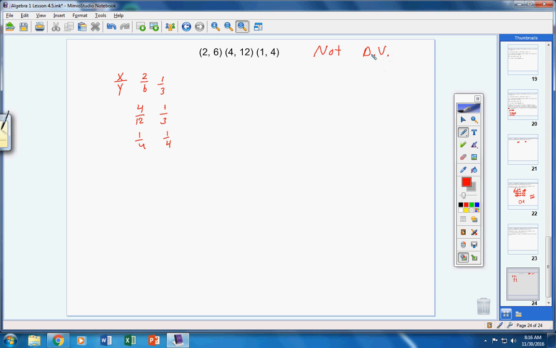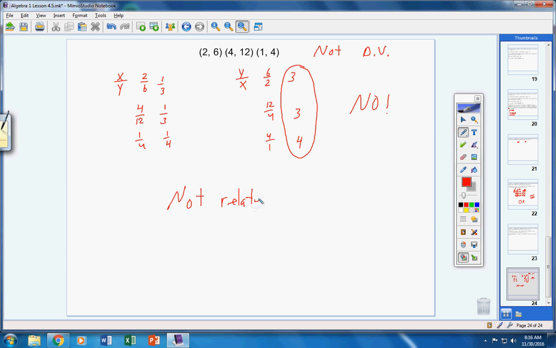It does not. You don't have to do this, but let's do y over x just for the fun of it, because it really doesn't matter which way you do it. Let's do y over x. Y over x would be 6 over 2, which is 3. Or it would be 12 over 4, which is 3. Or 4 over 1, which is 4. Are all 3 numbers identical? No. So these ordered pairs do not relate directly. In other words, they do not have direct variation.